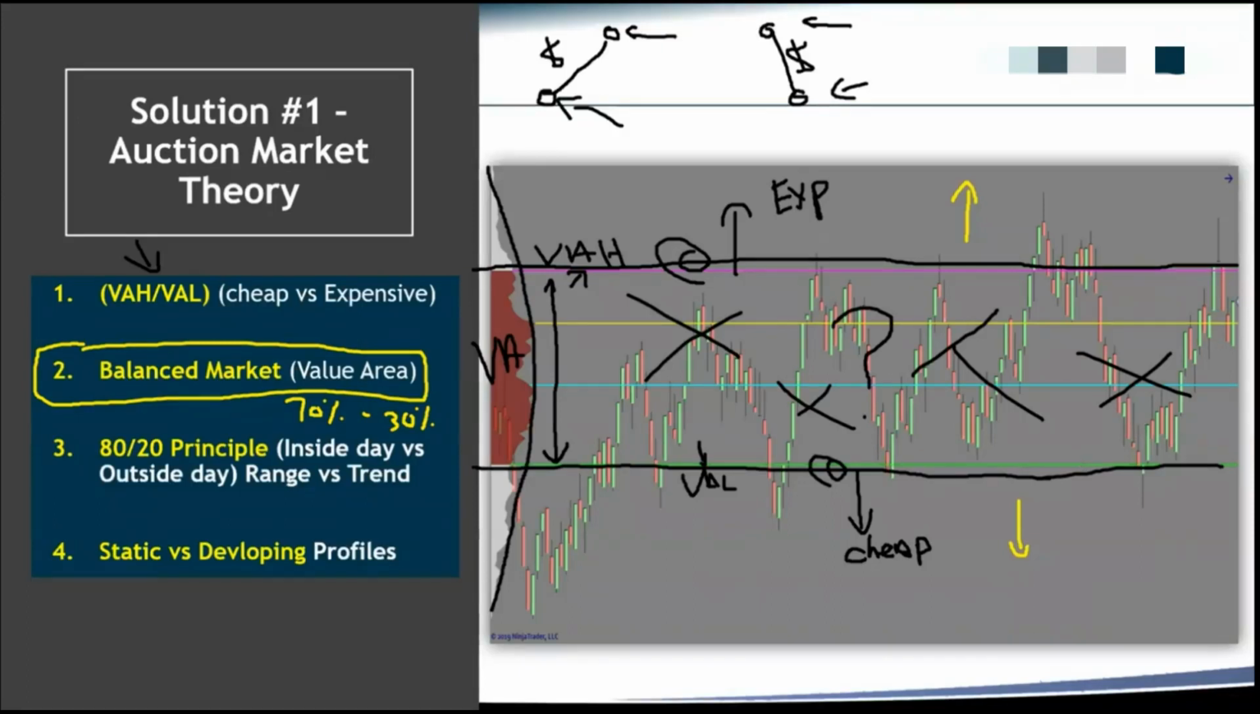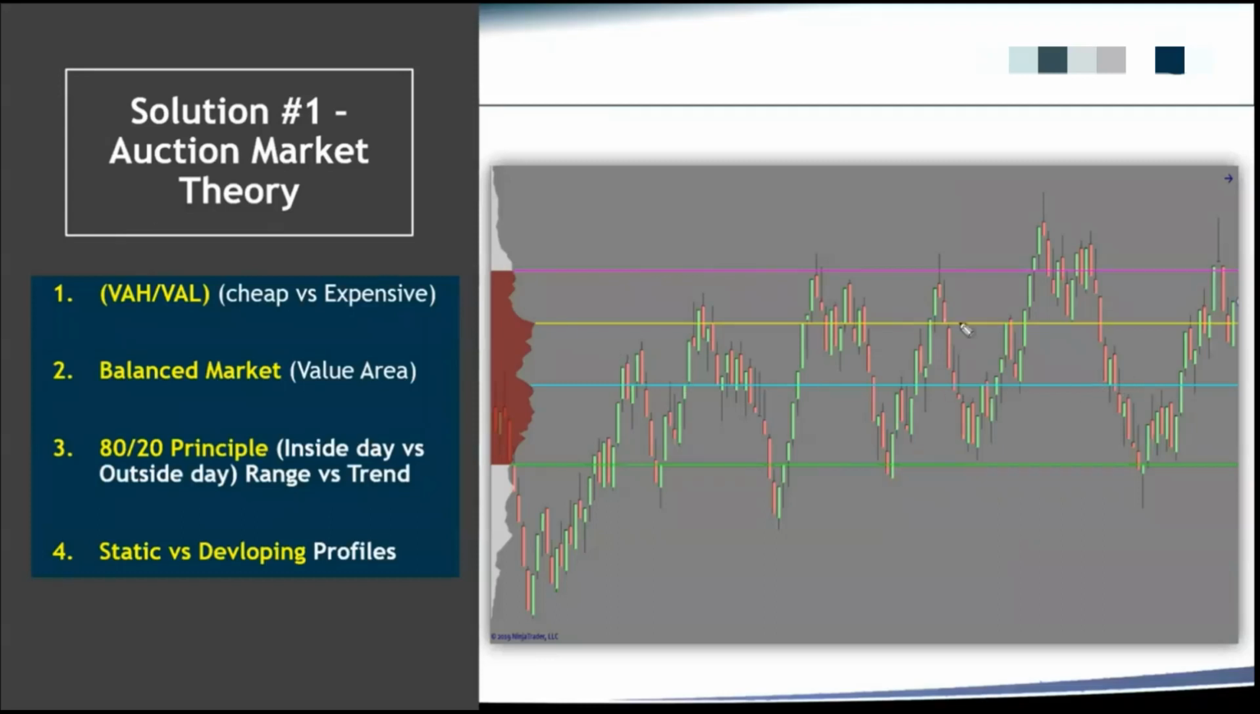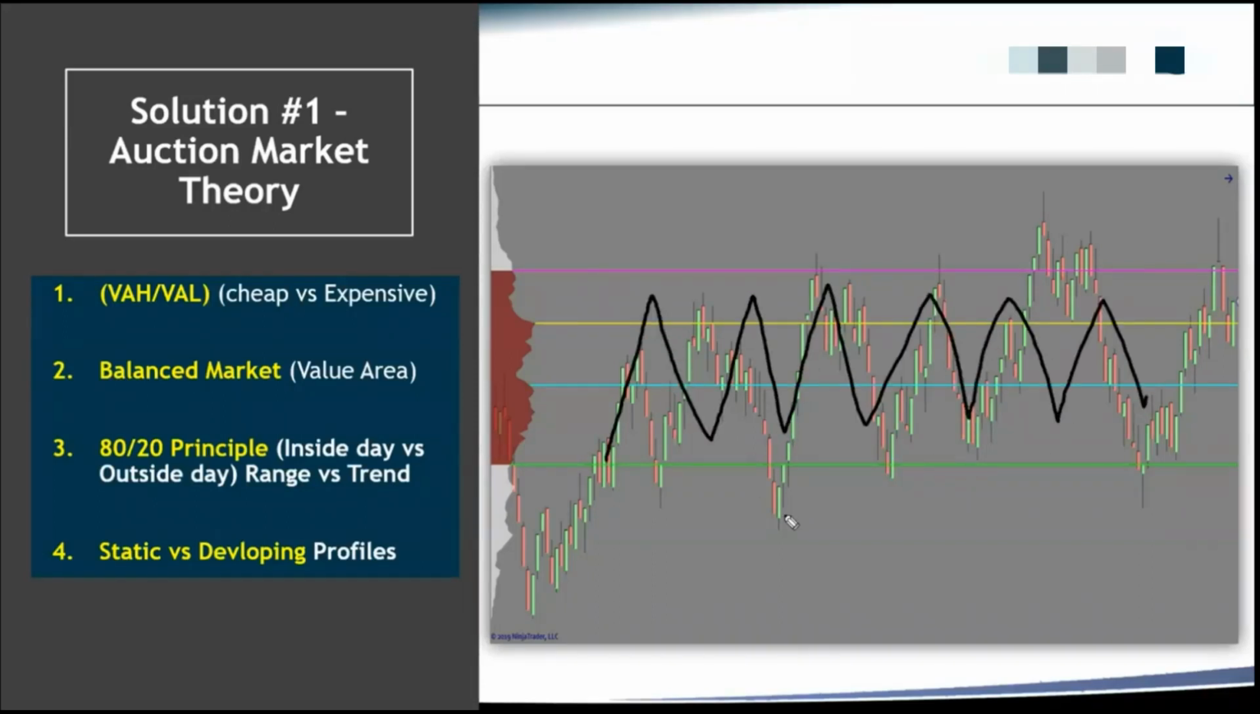Okay? Now, how do we make sense of the noise versus the noise? We don't need to know what's going on or who's doing anything in here. We just need to understand what to expect. We expect the market to be noisy inside here because this is where balance takes place.